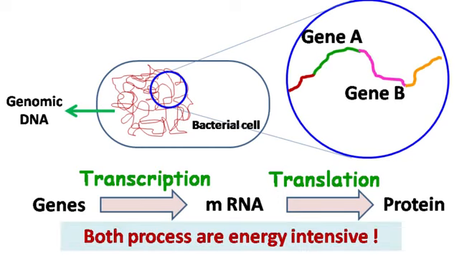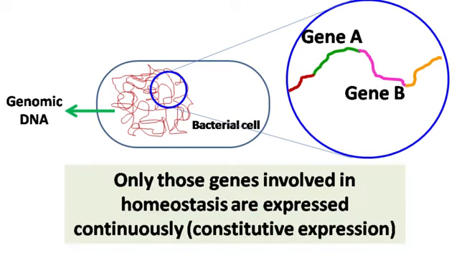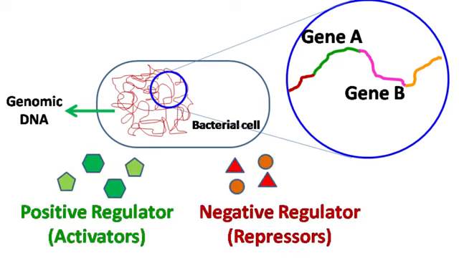Both transcription and translation are highly energy intensive, hence only those genes that are required for homeostasis are continuously expressed. This type of expression is known as constitutive expression. Most of the genes are controlled by extracellular signals, which are usually molecules in the growth medium.